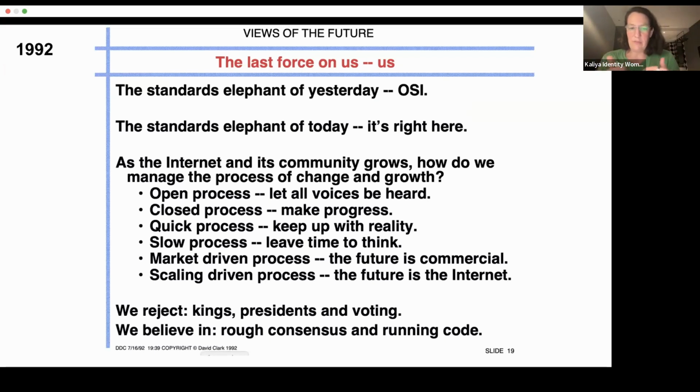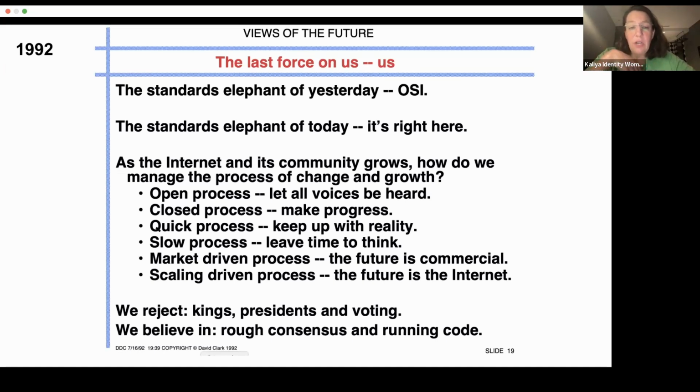And part of this rejection of kings and presidents was explicitly stating they didn't want to be involved in organizations driven by state interests and where states decided who was allowed to participate in the standards discussions, like happened at OSI and ITU-T. And he also articulated this whole set of tensions that were bubbling up in the organization. How do we have an open process and let all voices be heard? But if you have a closed process, you can make progress pretty fast, right? How do we keep up with reality and also have time to think?